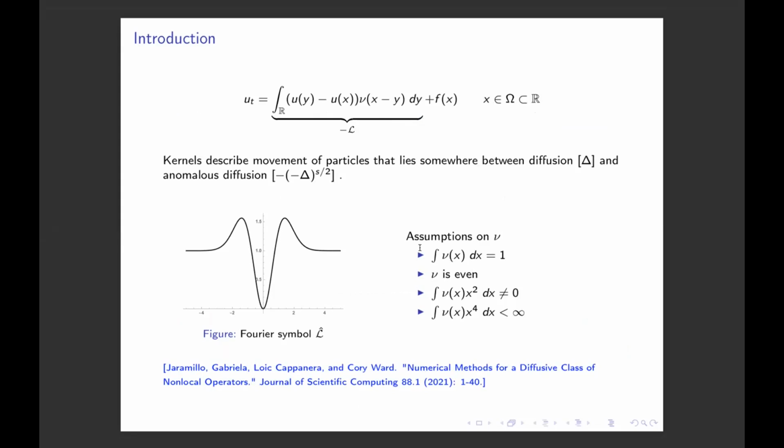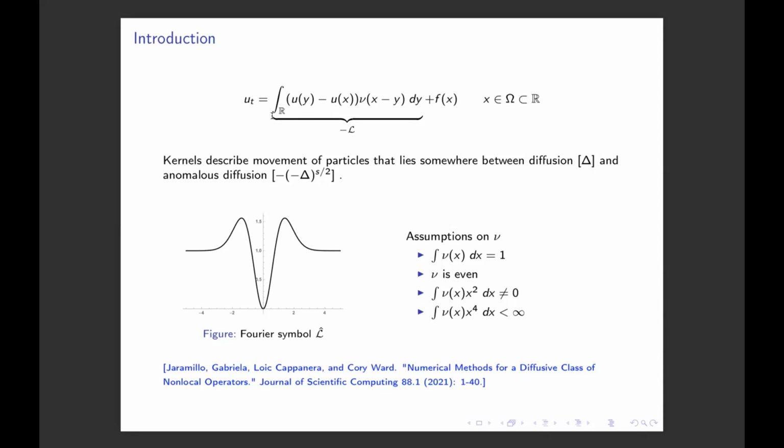In addition, we assume these further conditions on the kernel so that now this convolution operator is describing a diffusion process that is somewhere in between the standard diffusion as described by the Laplacian and anomalous diffusion as described by the fractional Laplacian.